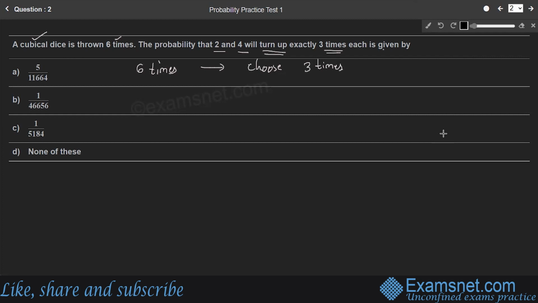In how many ways can we choose 3 times? For example, a cubical dice is thrown 6 times. So we have to choose 3 times, such that the probability of getting 2 three times and also the probability of getting face 4 three times. So before going to the probability, let us go to the combinations.